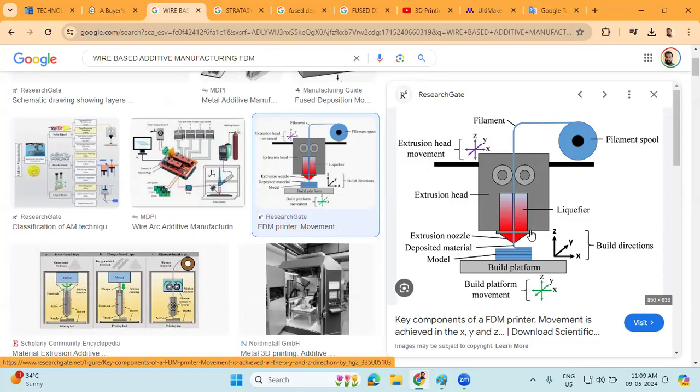Overall, wire additive manufacturing is a versatile and flexible process that can be used to create a wide range of objects, from simple shapes to complex geometries. The choice of material, machine kinematics, and energy source depends on the specific requirements of the project and the desired outcome.